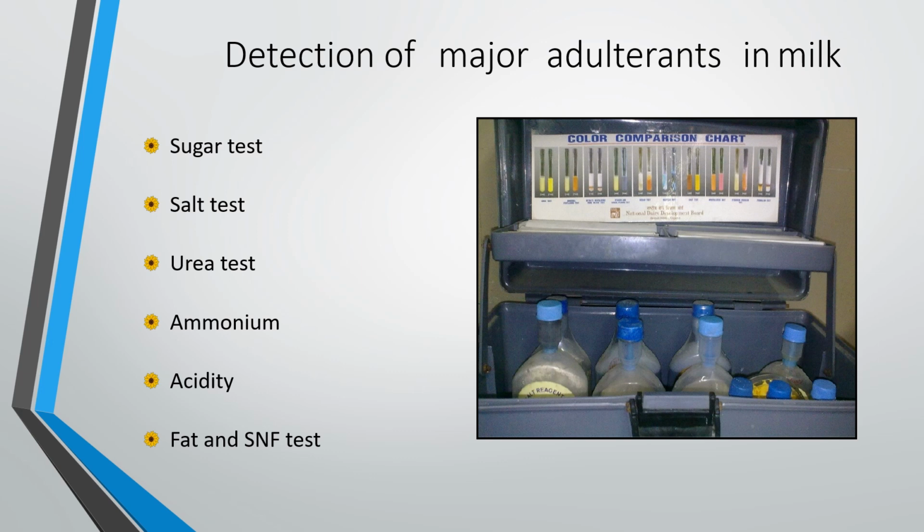Due to that, even the rural persons or the merchants or agents who buy from the farmers add these kinds of adulterants to the milk and supply it to the industry. That can be identified by using these kinds of tests.